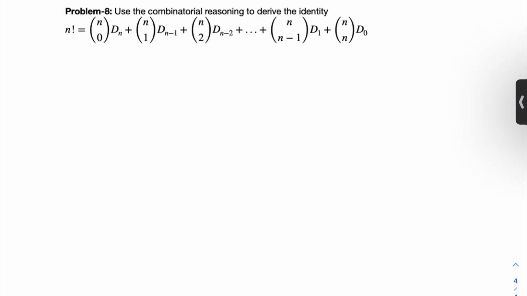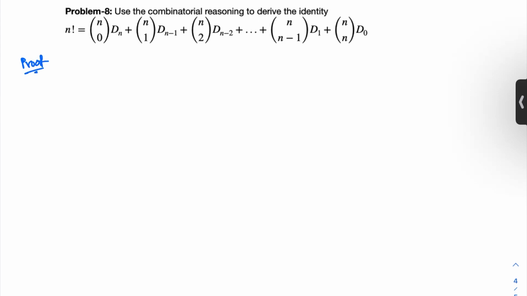Next, problem 8. Use combinatorial reasoning to derive the identity n factorial equal to n choose 0 times dn plus n choose 1 times d(n minus 1) plus n choose 2 times d(n minus 2) so on, n choose n minus 1 times d1 plus n choose n times d0. Okay.